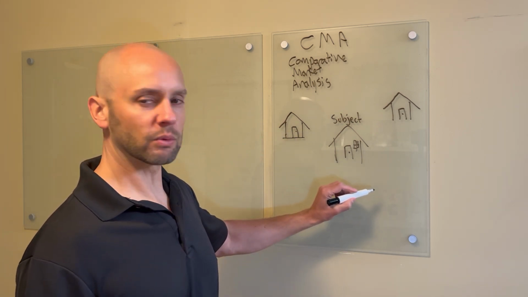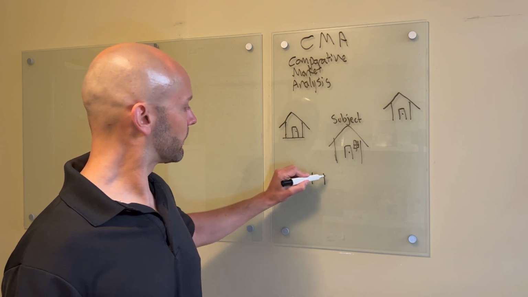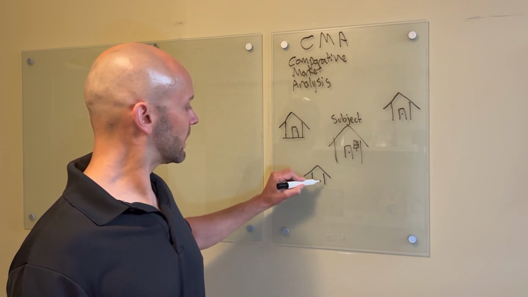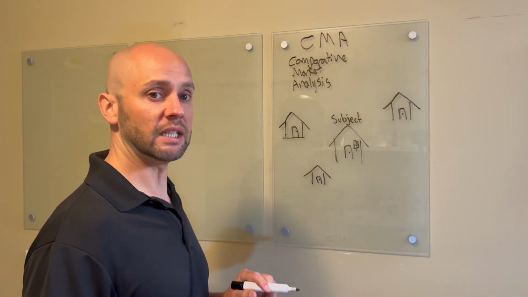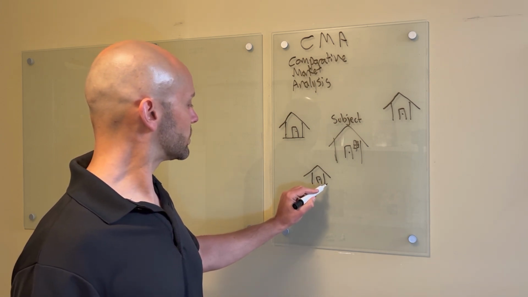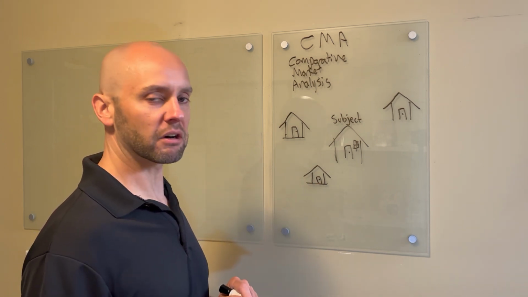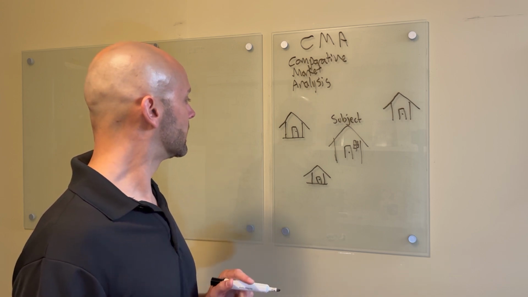And then we have this property right over here. This one, as we say in the real estate game, needed some TLC. It needed some tender love and care. It wasn't in the best shape. It had a hard life and needed some upgrades.